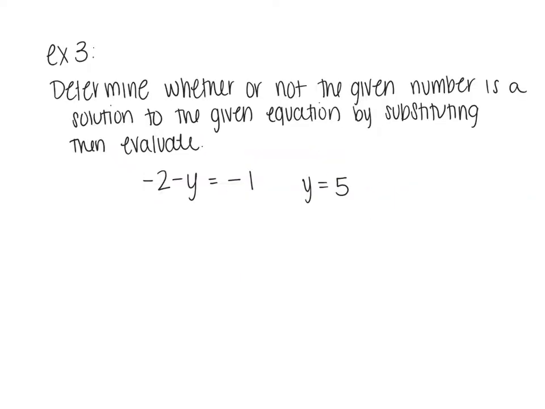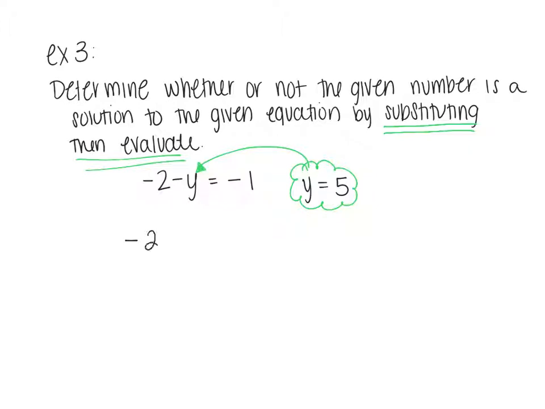So the next one says determine whether or not the given number is a solution to the given equation by substituting, then evaluating. So I actually copy those directions right out of the courseware. Determine whether or not the given number is a solution, and then how? By substituting, then evaluating. Well, substituting means take what you had and plug it in. So take y equals 5 and plug it in to y. Evaluating means, well, then see if it's the same thing.